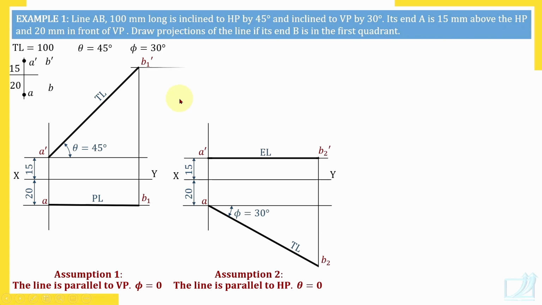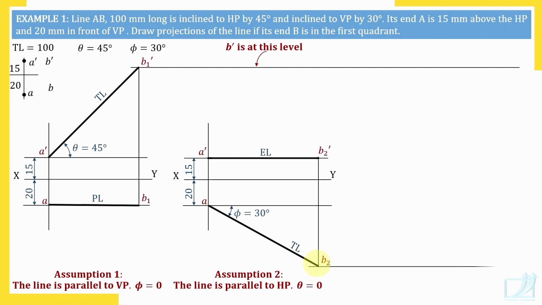Therefore, I have drawn a horizontal line through B1 dash. What this horizontal line means, listen: the distance of B from HP in the first assumed position gives you the distance of point B in the correct position also, that is, in the given position. So B dash is also on this level. Also we have found out the distance of point B from VP. B2 gives the distance of point B from VP. What does that mean? B is on this line. So B is at this level. So we are ready to complete the views of this line in the given position.